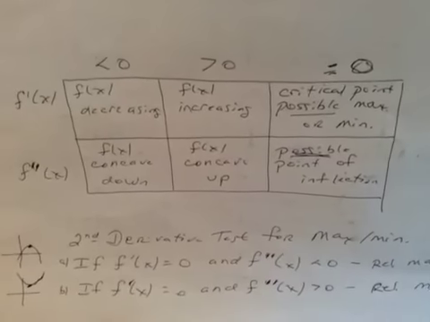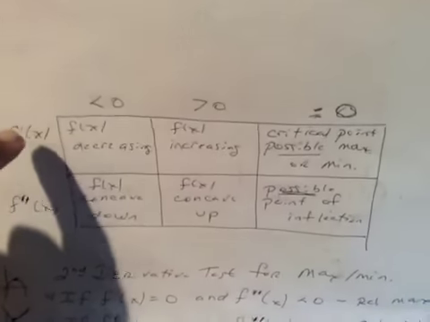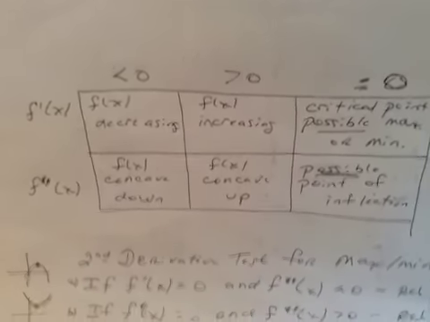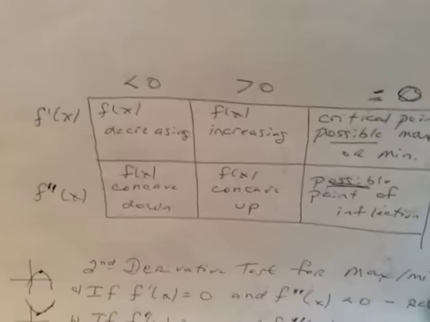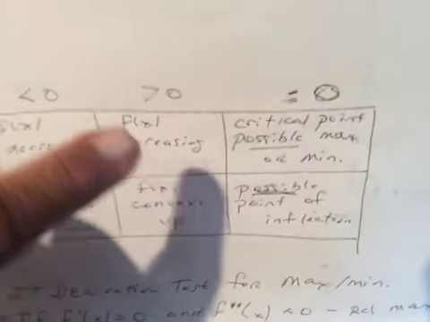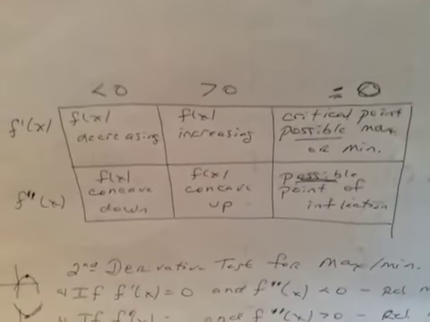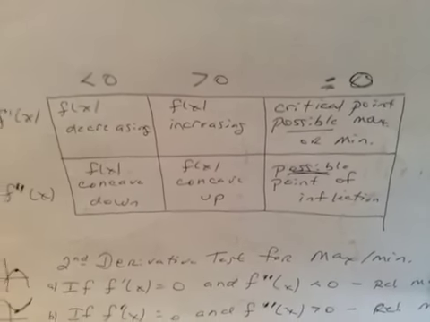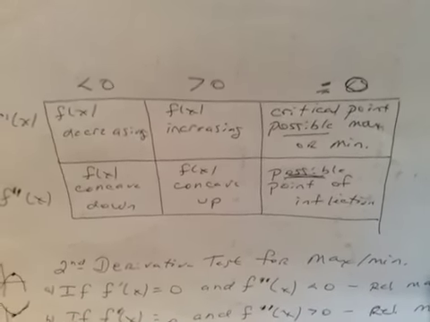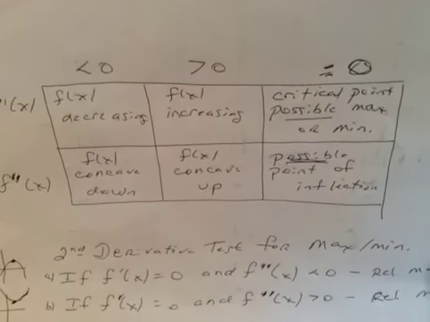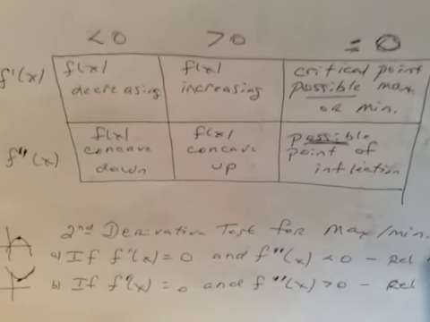And I think I put part of this chart up last class. You'll notice out here, first derivative, second derivative. If the first derivative is less than 0, negative, my function is decreasing. If the first derivative is positive, my function is increasing. If the first derivative equals 0, it's a critical point. Critical point's derivative is 0 or undefined, and it's a possible maximum or minimum. Doesn't absolutely mean it will be. Could be something else.